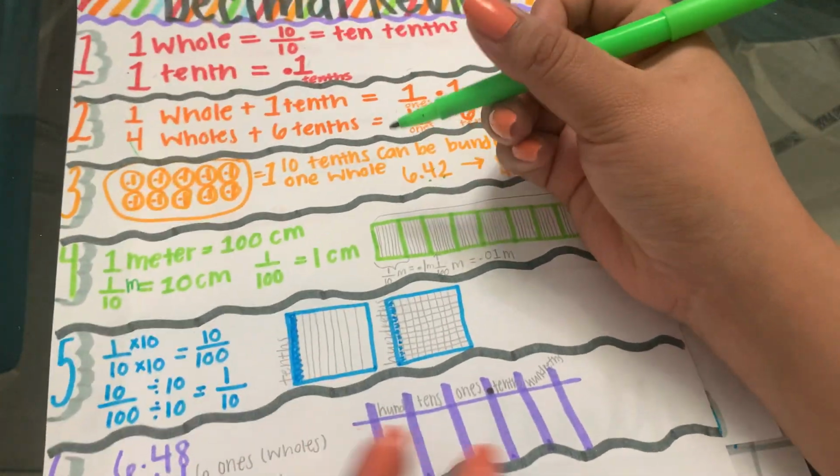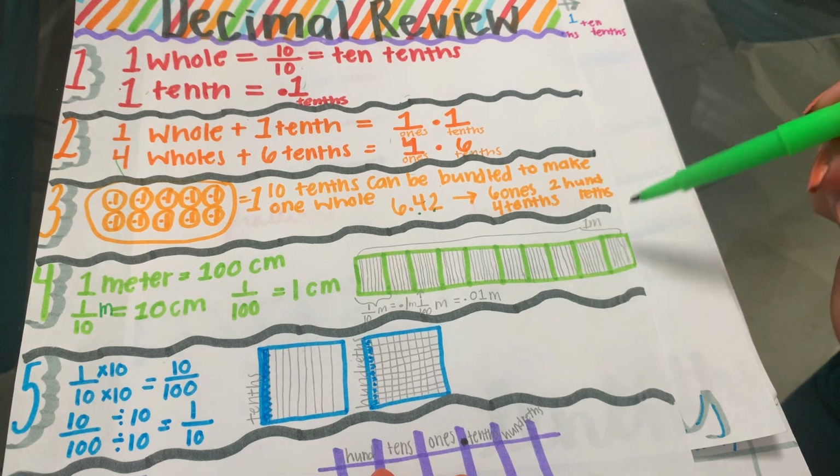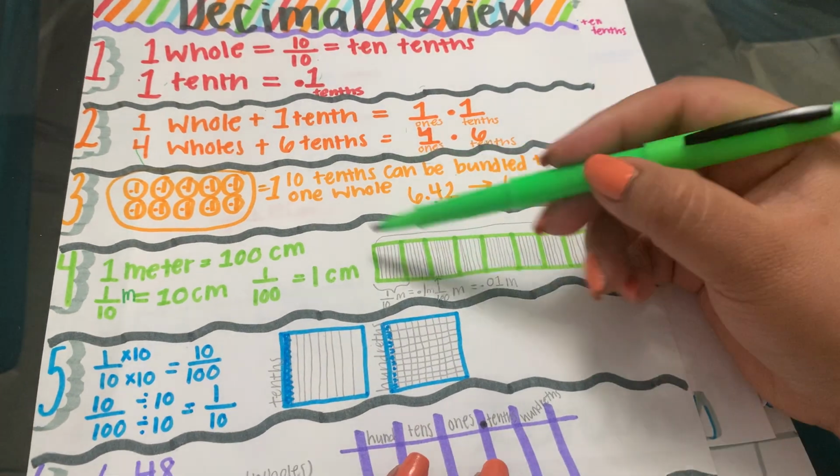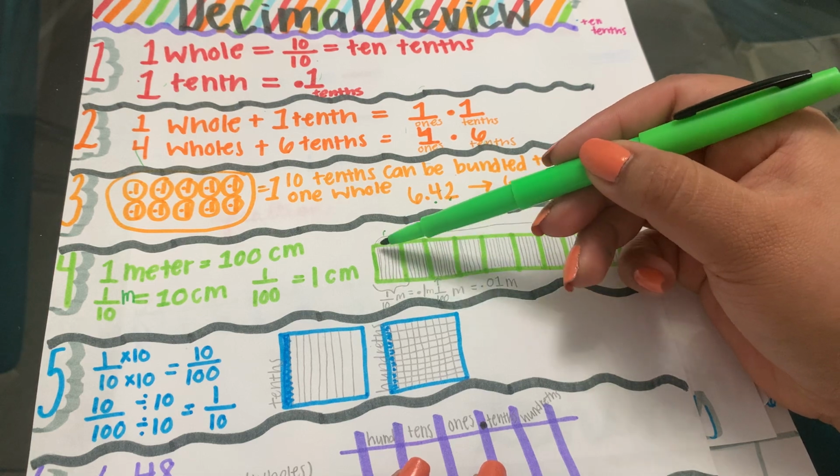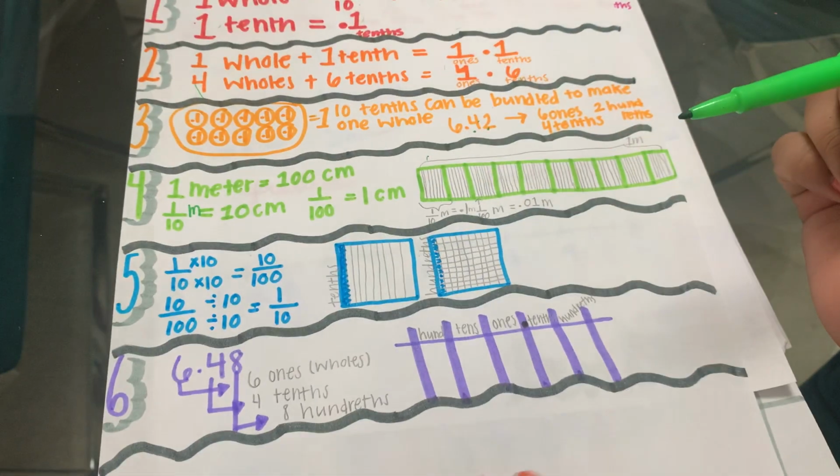If you think about it, by looking at this little model I made, if this whole thing equals a meter, one of these squares would be a tenth, and one of these tiny little lines would be a hundredth.